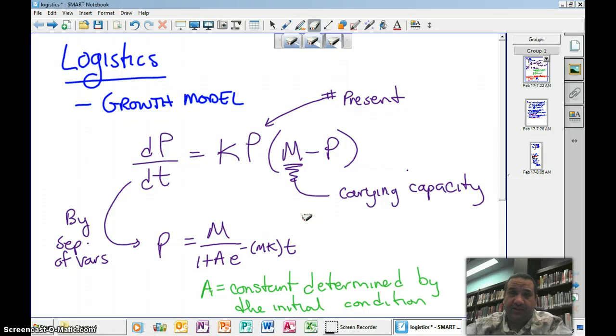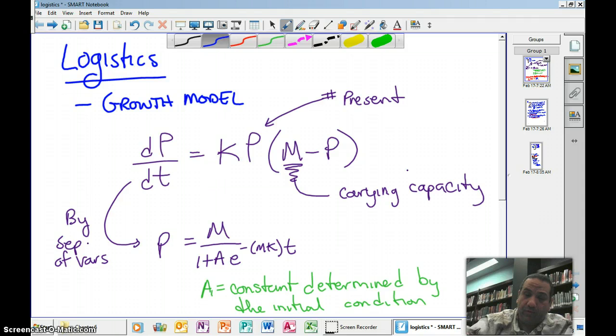Hello, class. This is the last thing you're going to learn right before the midterm. It's called logistics. It is a growth model, and it usually shows growth of some type of population, whether it be bears or bunnies or something like that. Anyway, this is what it looks like, and here are some of the players.